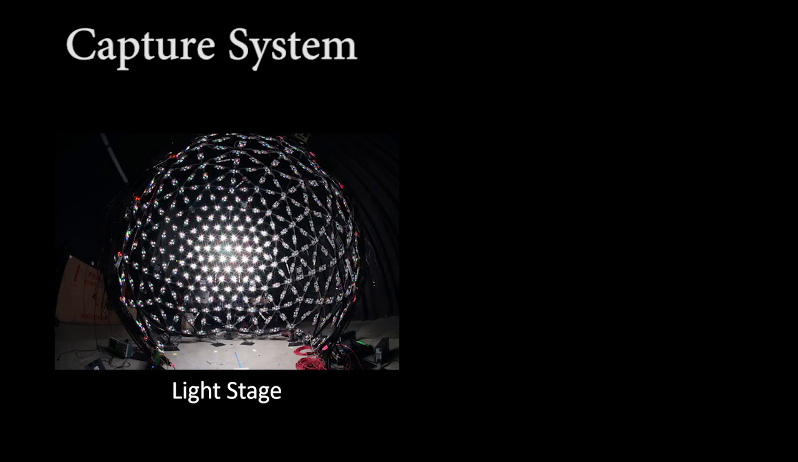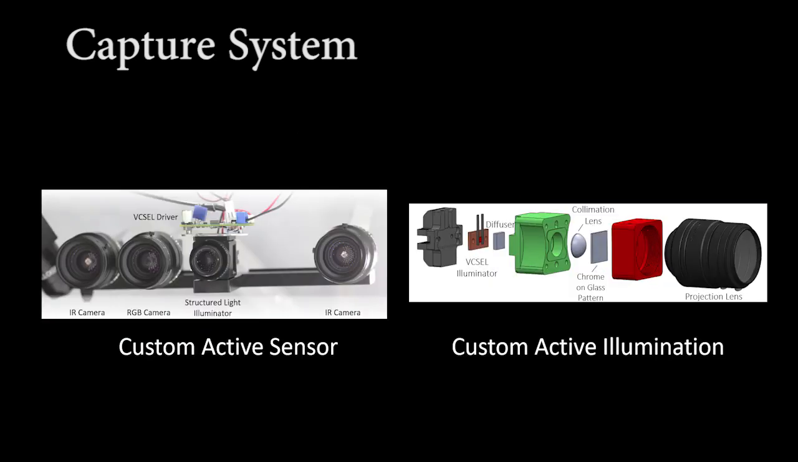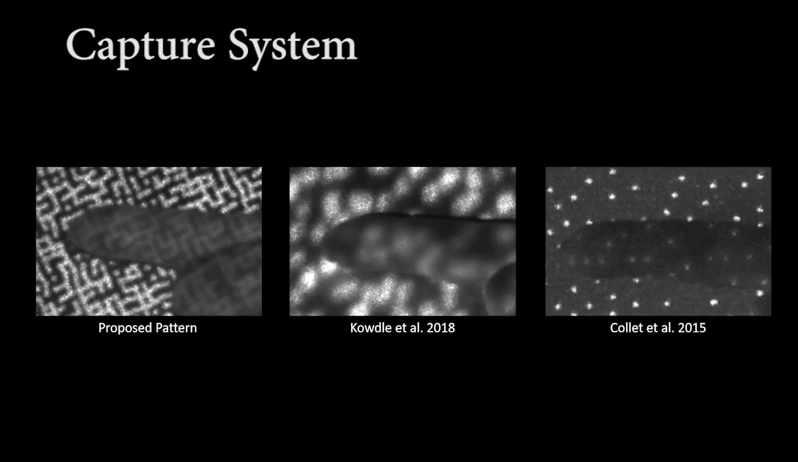To obtain this capability, we built our capture system through augmentation of a light stage. The light stage itself contains 331 programmable LEDs, capable of producing arbitrary lighting conditions at a high frame rate. Our capture system is attached to the light stage and consists of many units containing a high-resolution RGB camera, 2 high-resolution IR cameras, and a custom illuminator. In contrast to other illuminators, ours produces an extremely dense pattern, which is amenable to precise stereo matching.